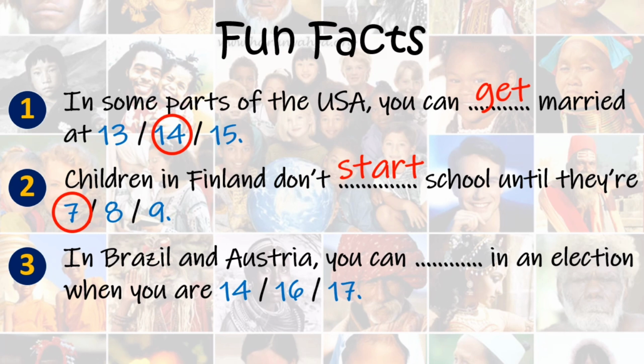Alright, the third one, in Brazil and Austria, you can blah blah blah in an election when you are 14, 16, 7. The answer is you can vote in an election when you are 16. So it's only a year younger than Indonesian people.